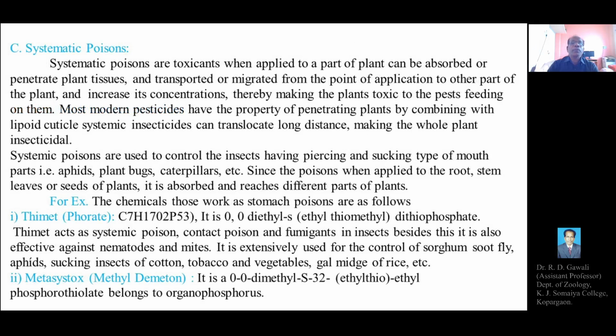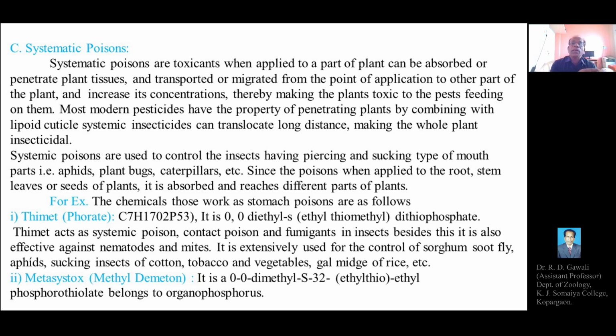Then the third type of insecticide is systematic poisons. There is a difference between the terms systemic poison and systematic poison. Systemic poisons are the stomach poisons. When the systemic poisons, or stomach poisons, get entry into the digestive tract of the insect pest, they produce a toxic effect and then kill the insect pest.